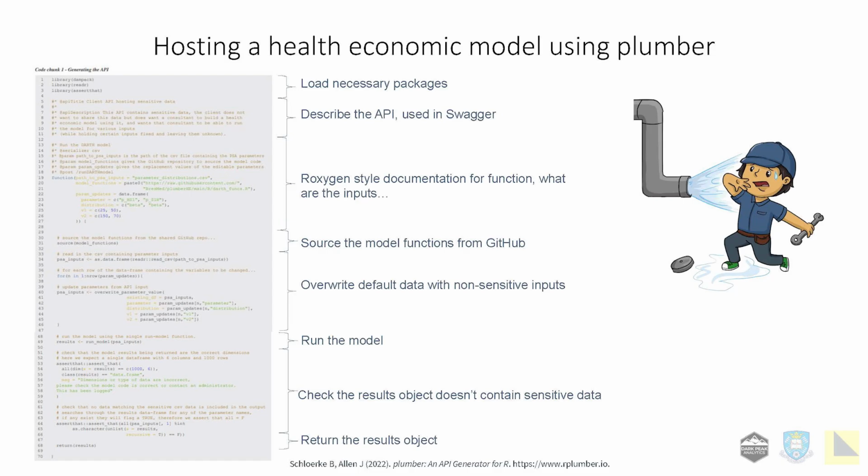And then essentially all we're going to do here is source the model functions from GitHub. We're going to overwrite any default data with our non-sensitive inputs. And then we're going to run the model, and we're going to run some very simple checks to make sure that what's being returned is not the sensitive data that we were concerned about, and then we're going to return those results. So for more details about Plumber, please look at that.